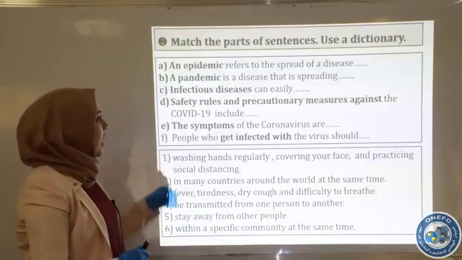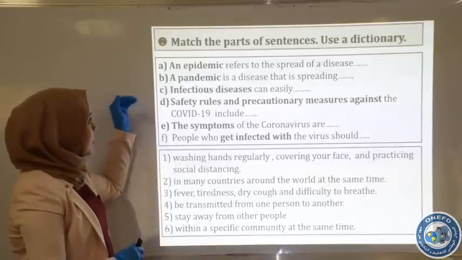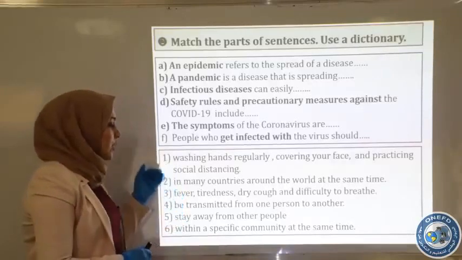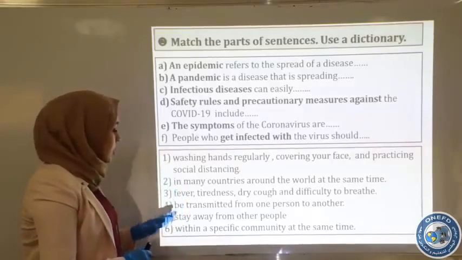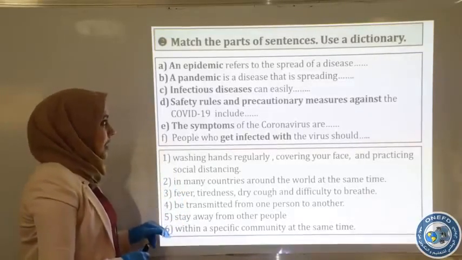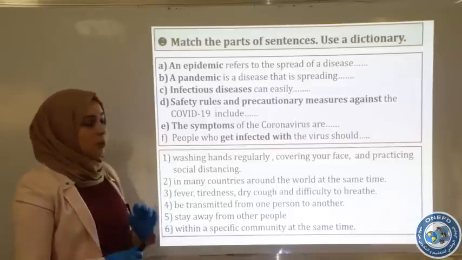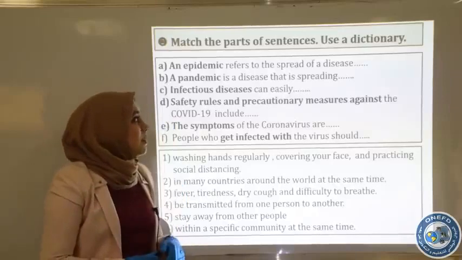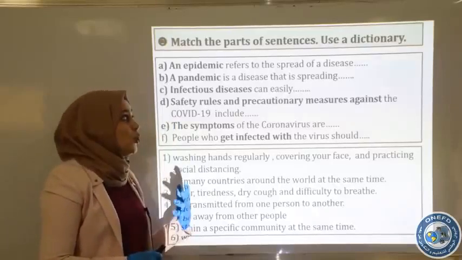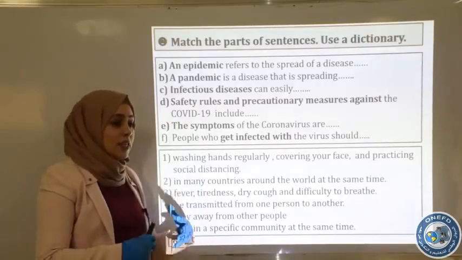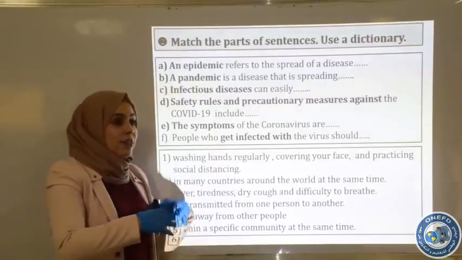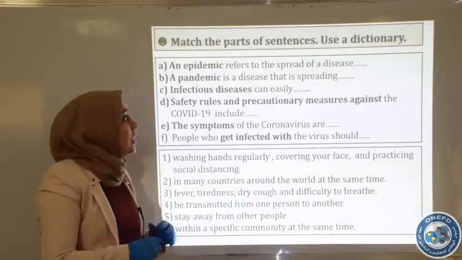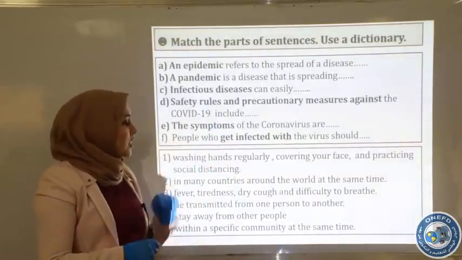So you have the first parts of the sentences from A to F. You will try to match them with the second parts from 1 to 6. Okay? For example, I'm going to give you an example here. We're going to start by the first one. An epidemic refers to the spread of a disease. The spread, that means something that moves in different regions, like a disease, refers to the spread of a disease.